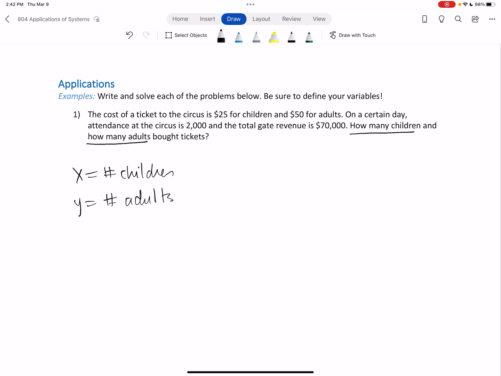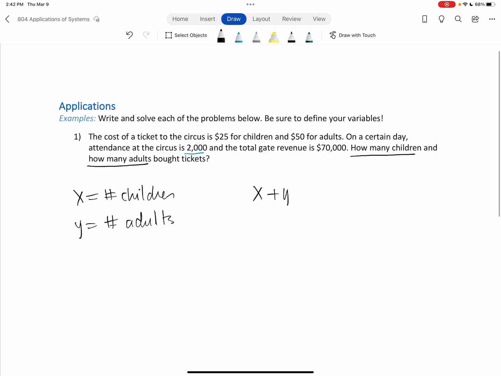Since I have two variables, or two things I need to find, I need two equations. They tell me that in total 2,000 people came, so the kids plus the adults is 2,000 people. Then they tell me that the total money was $70,000. Remember, I make $25 for each kid that comes, and $50 for each adult that comes, and I want that to total $70,000. So this is my system of equations, and now I want to solve it.